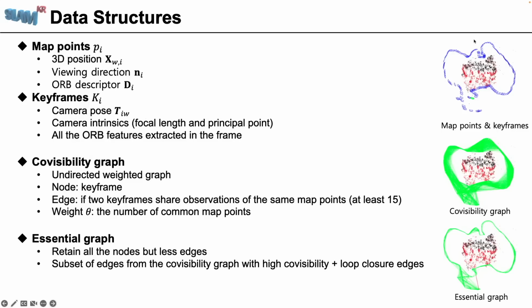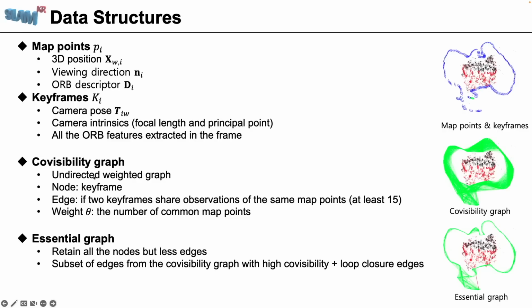In this figure, the map points are represented by black and red dots, and the keyframes are the blue view frustums. You can see the trajectory of the camera movement. Those are the keyframes.